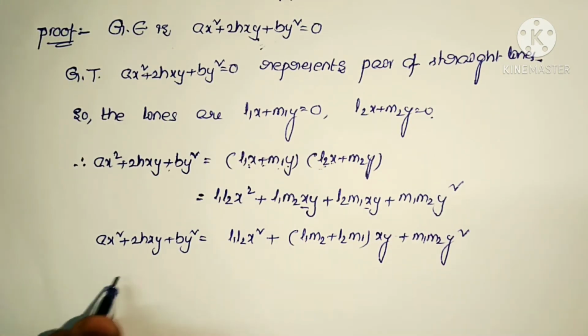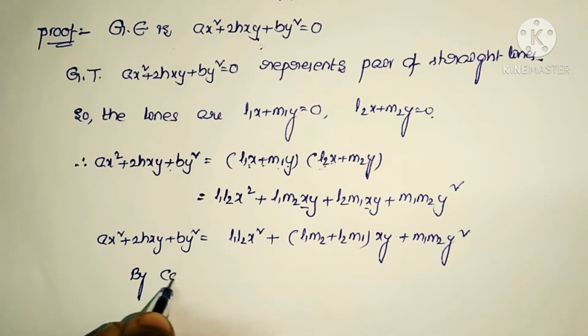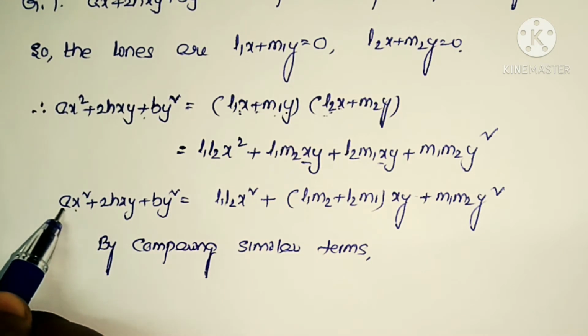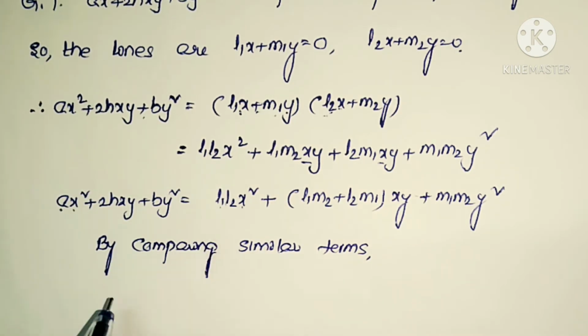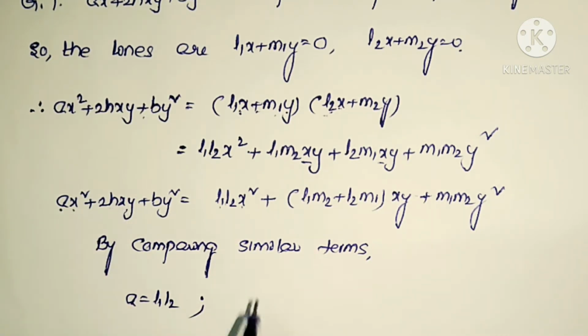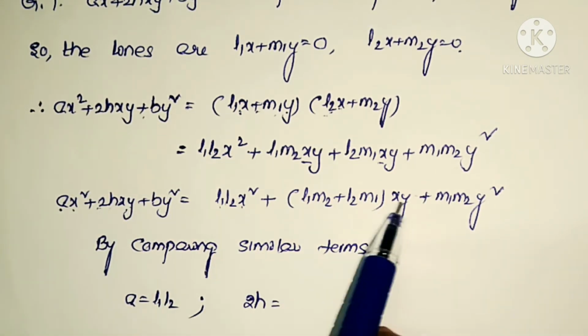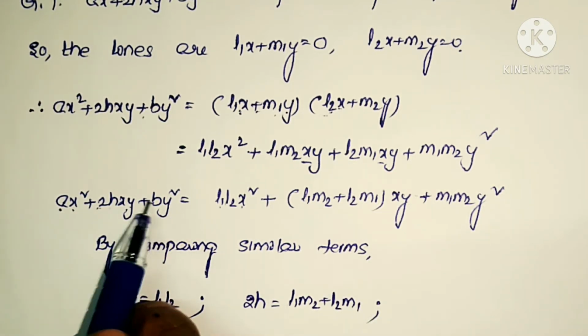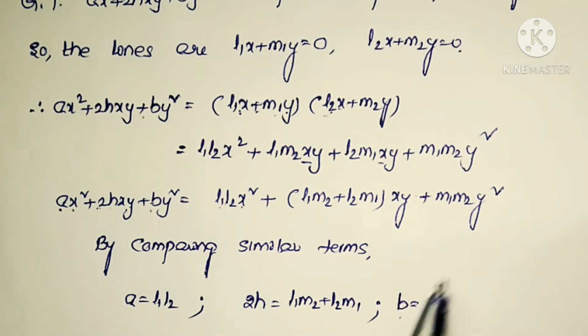Now by comparing similar terms on both sides of this equation, the x² coefficient is a on one side and l1l2 on the other. Therefore a = l1l2. Next, the xy coefficient is 2h on one side and l1m2 + l2m1 on the other. Next, the y² coefficient is b on one side and m1m2 on the other.